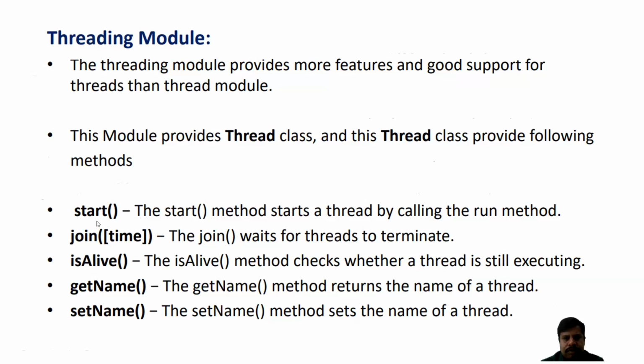Whenever we use thread start, it will start a thread by calling the run method. Whenever we use thread join, it waits for the threads to terminate. Thread is_alive checks whether the thread is still executing, alive, or over. Thread getName returns the name of the thread. Thread setName sets the name for the thread. Okay.